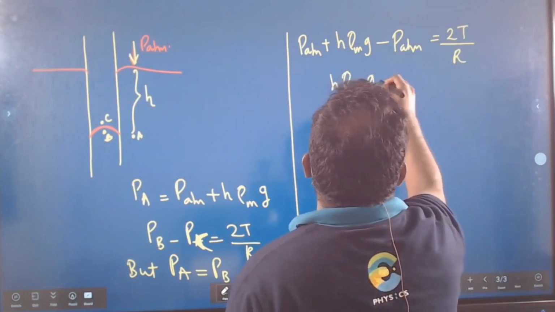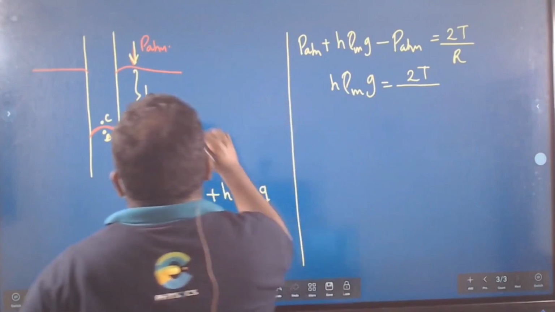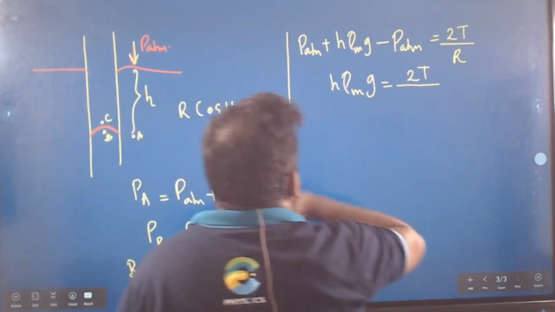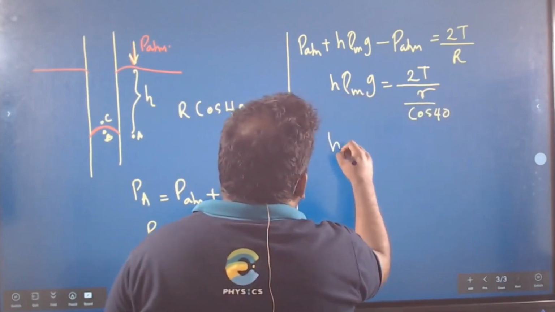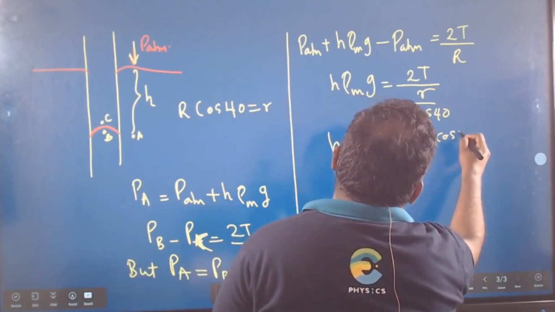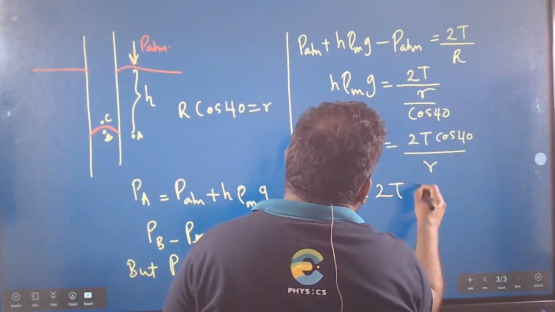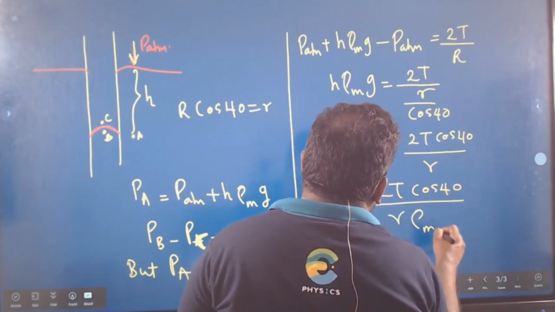h rho m g equals 2T over the radius of the bubble. All of you know R cos 40 is equal to small r, so R is small r over cos 40. So h rho m g equals 2T cos 40 divided by small r, and h equals 2T cos 40 divided by r rho m g.